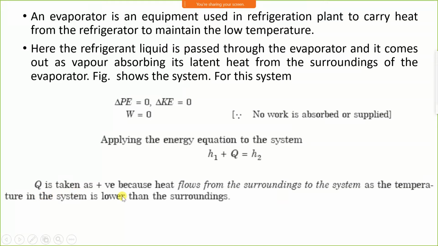Q is taken as positive because the heat flows from the surrounding to the system, as the temperature in the system is lower than the surrounding, means heat is absorbed, heat is supplied to the evaporator. Evaporator is a system and heat is supplied to the evaporator from surrounding. Therefore, heat supplied to the system is positive.